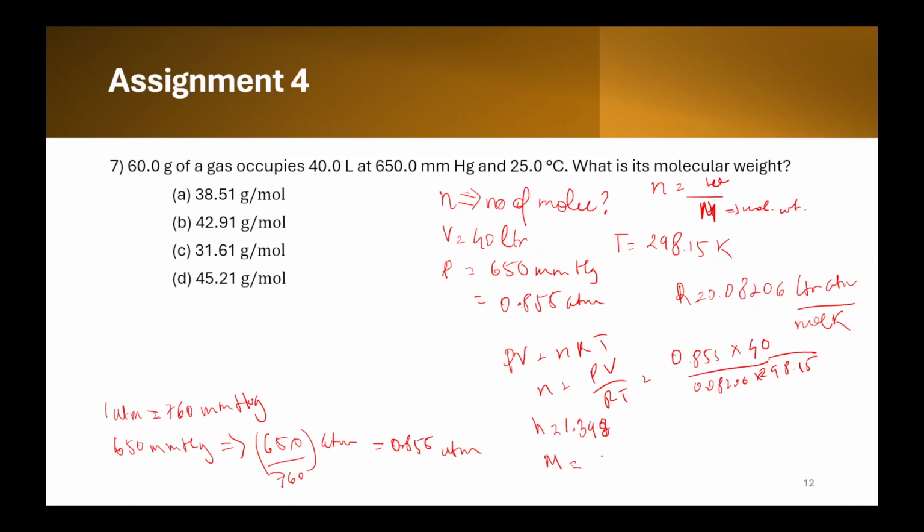Molecular weight will be given weight by number of moles. So given weight is 60 gram, number of moles is 1.398 moles. So 60 by 1.398 is 42.91 or 42.92, roughly 42.91 gram per mole is the correct answer. So the correct answer here is B part, 42.91 gram per mole.